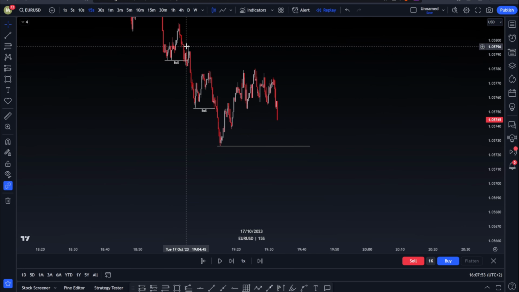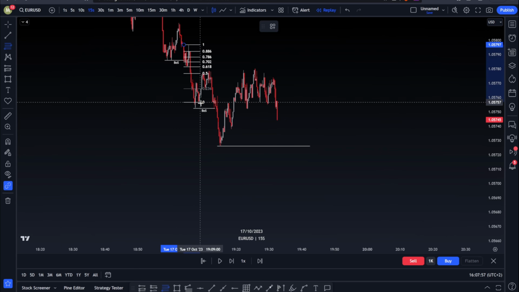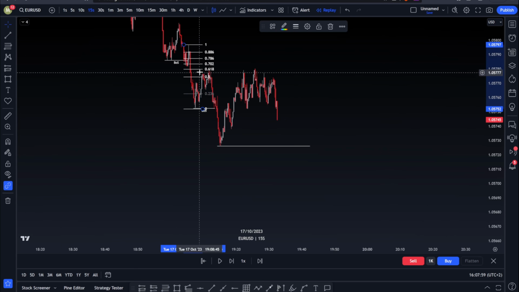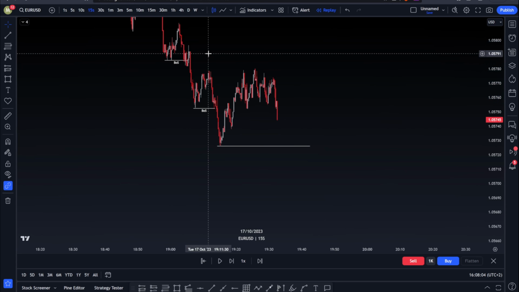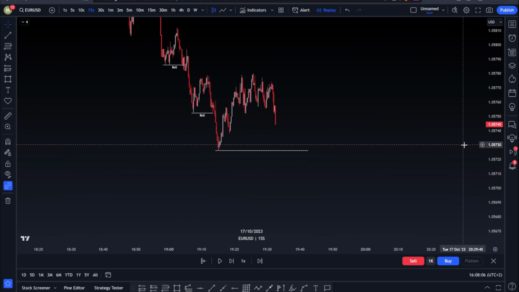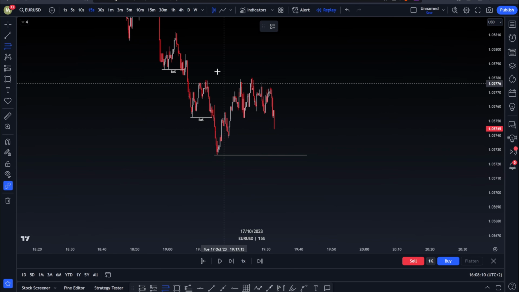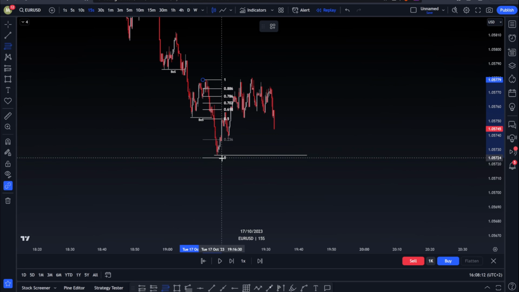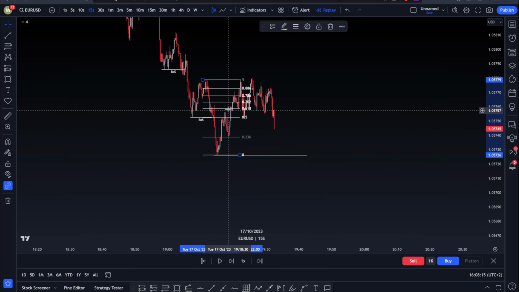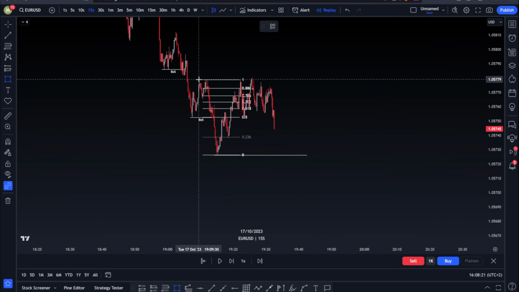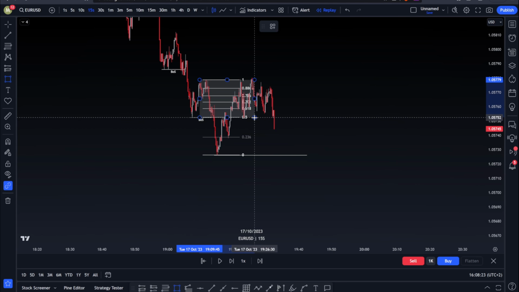From this impulse to this impulse, it did another pullback. Again, 0.5, 0.618, which is our golden zone. So what do the early sellers or the continuation traders expect? Hey, another move to the downside with a break of structure. We expect it to sell from this discounted zone over here. This would basically be our supply zone.